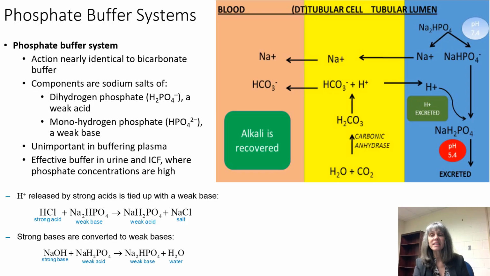So that hydrogen ion is excreted and will combine with that weak base. The monosodium phosphate is the weak base to form monosodium dihydrogen phosphate, which will be excreted. And so that's a way to get rid of those hydrogen ions, and again is something that we see effectively occurring in the tubules of the kidneys, and especially in the distal convoluted tubule.